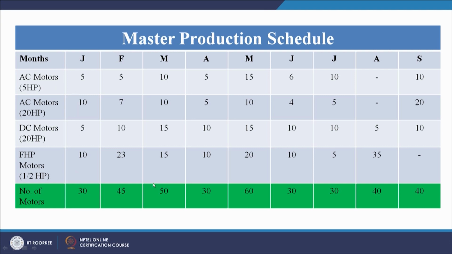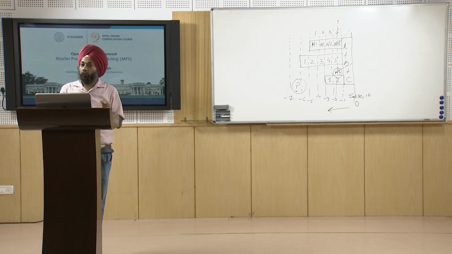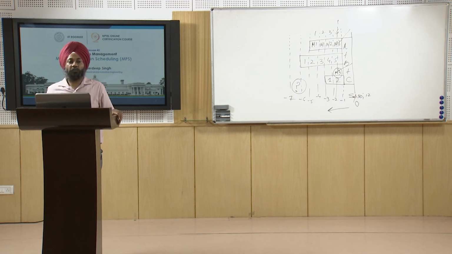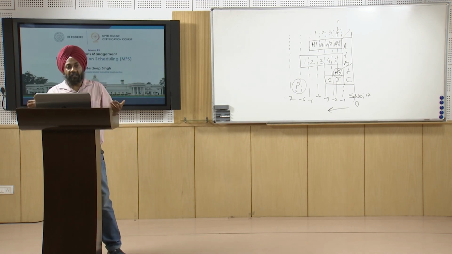Now the master production schedule has given us a detailed idea of how many AC motors have to be produced by January, or by February. So this is our master production schedule which has to be followed in order to meet this overall monthly demand for the number of motors. And this monthly data can further be subdivided into weekly data in order to better manage our operations.